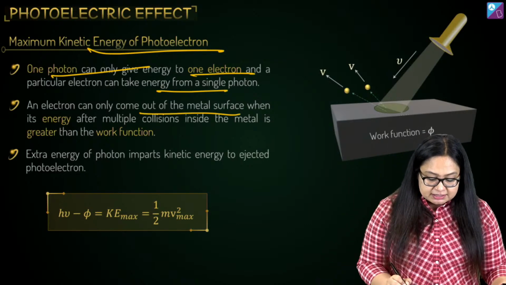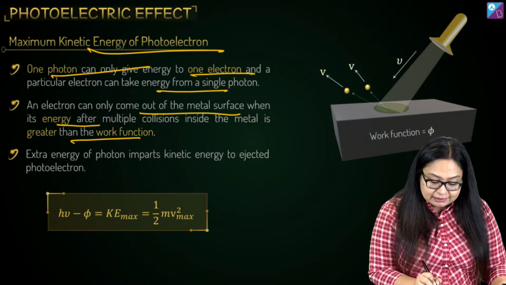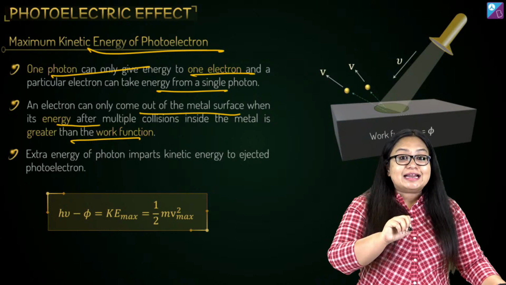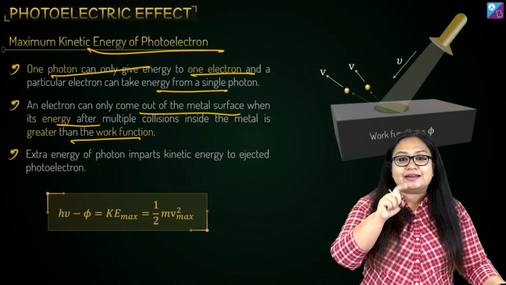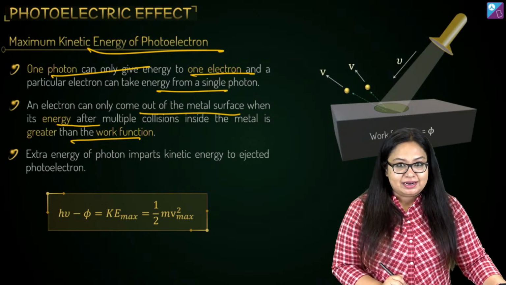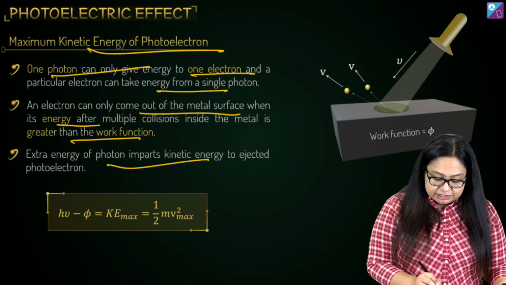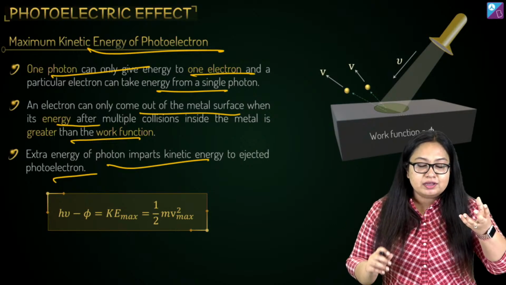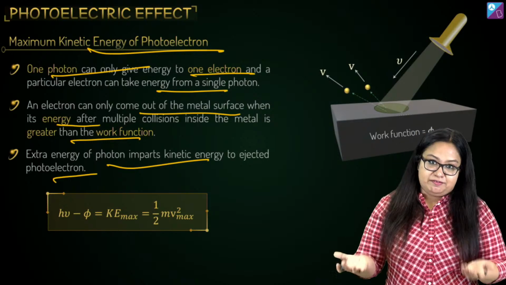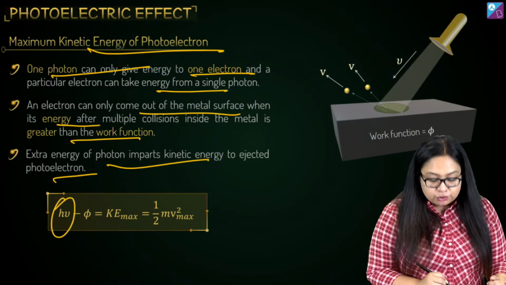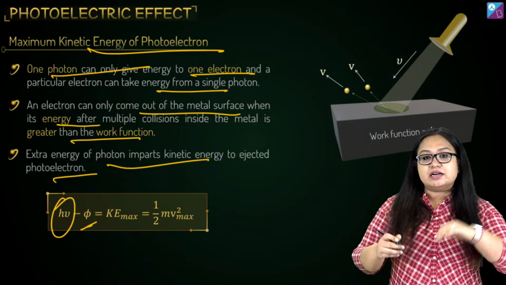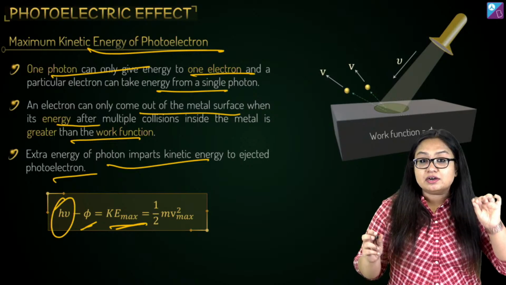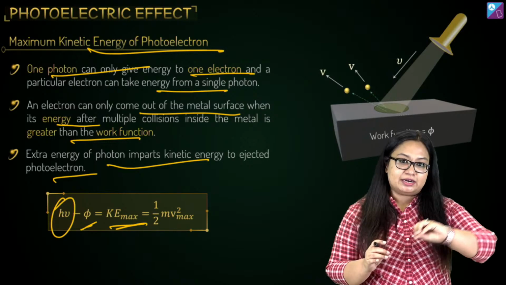An electron can only come out of the metal surface when its energy, after multiple collisions inside the metal, is greater than the work function. That means the energy of the photon ejecting that electron must be greater than the work function, only then can it take out the electron. Extra energy of the photon imparts kinetic energy to the ejected photoelectron. As I told you, simple math. If 100 was before, 50 got expended in bringing it out, 50 got left. So, h nu, the initial energy of the photon, minus the work function, the energy that got expended, remains as the kinetic energy of the electron with which it comes out.